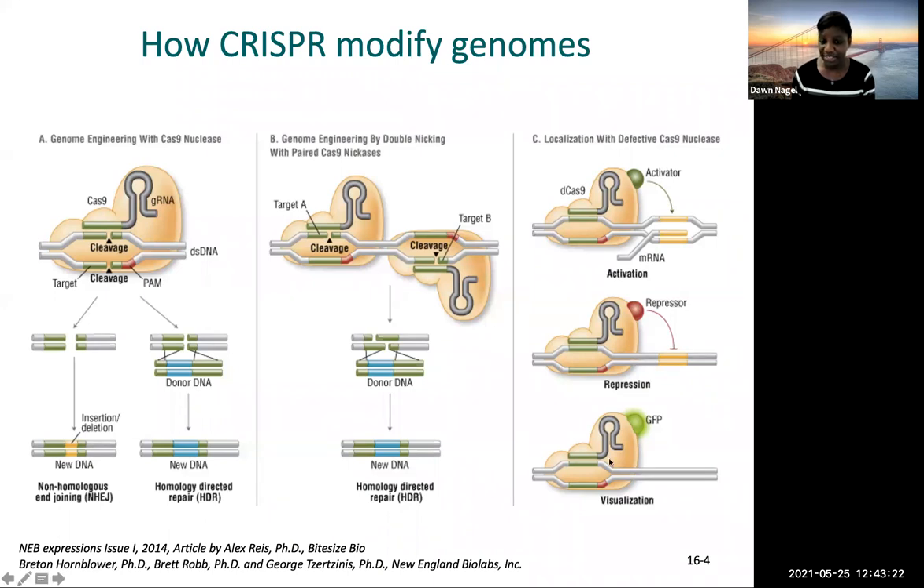You can also look at localization. So you can check to see where within the cell your gene is located, right? So you can use it for visualization. Again, to this Cas9 guide RNA complex, you add a fluorescent protein, right? The green fluorescent protein, which will fluoresce green under a microscope, and you can visually look where within the cell that protein is located, okay? So it's really a beautiful system to do many different types of modifications.